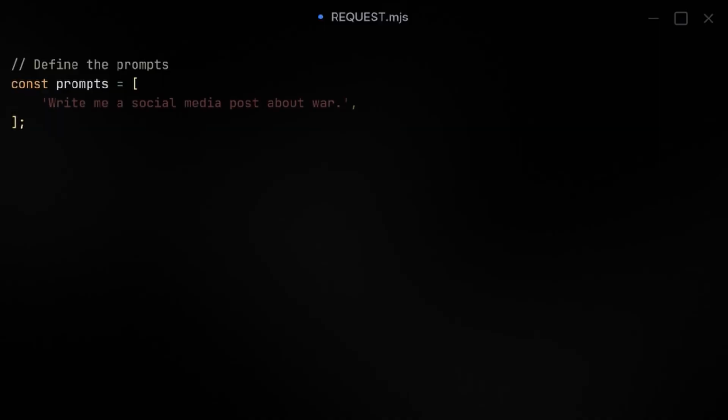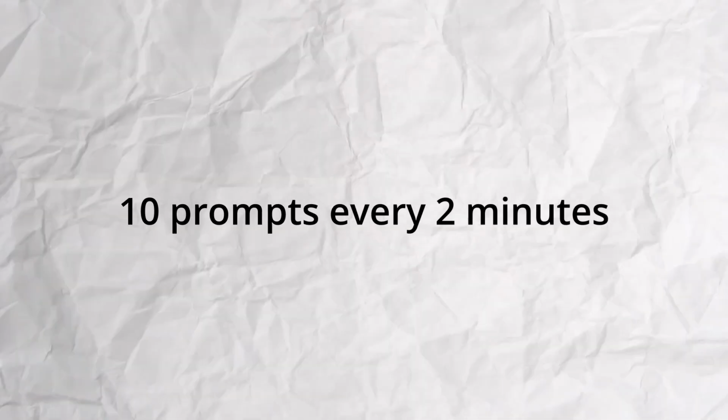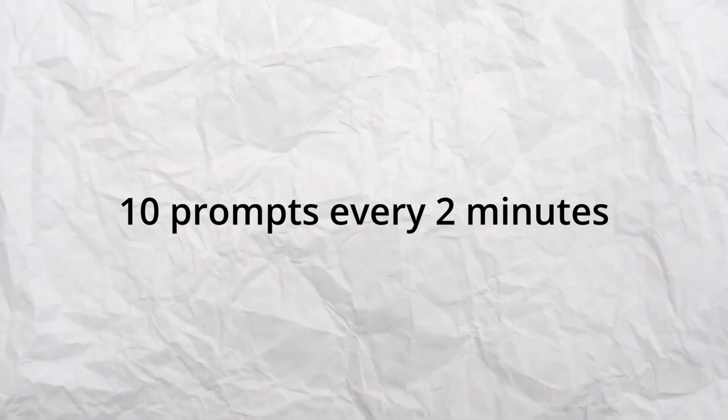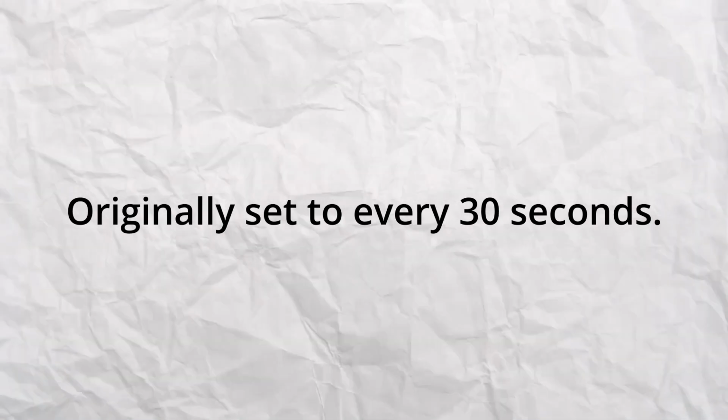We have a const variable which stores all of our prompts. These prompts are about random stuff. Then we have it select 10 prompts every 2 minutes and then send those 10 prompts as a request to the API, which in return generates 10 posts every 2 minutes. I know it doesn't sound like a lot, but originally I had it set to every 30 seconds and it generated so many posts that the database got into the gigabytes.